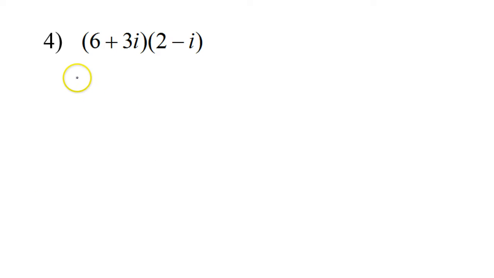Whoa, now we're getting serious. Double distributive property. First we take the 6 to the 2 and the negative i, and then the 3i into the 2 and the negative i.